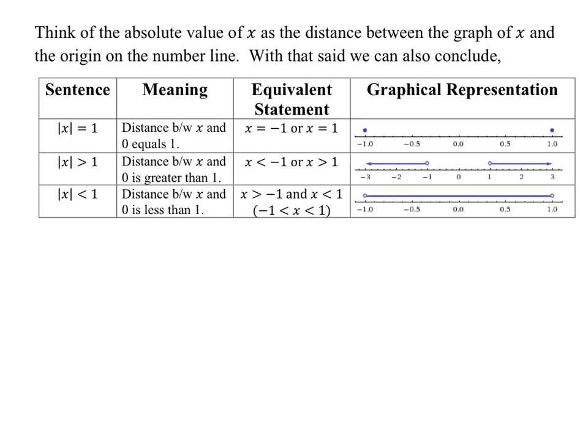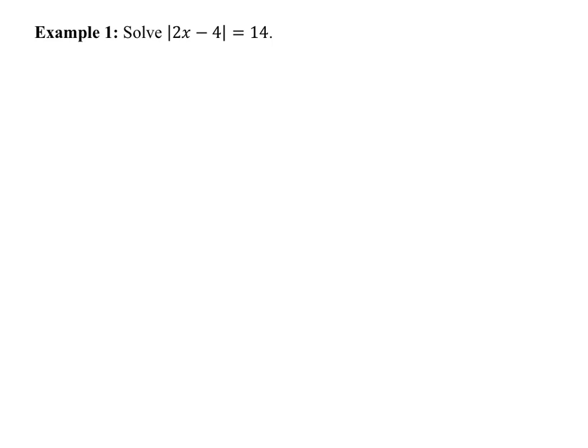Let's take a look at an example, just an equation first, so we can explain how it works, and then we'll go into the inequalities. So the absolute value of 2x minus 4, that quantity, is equal to 14. So the absolute value of it is equal to 14.